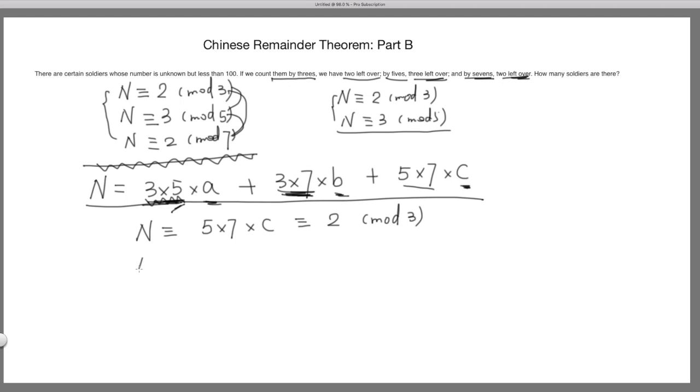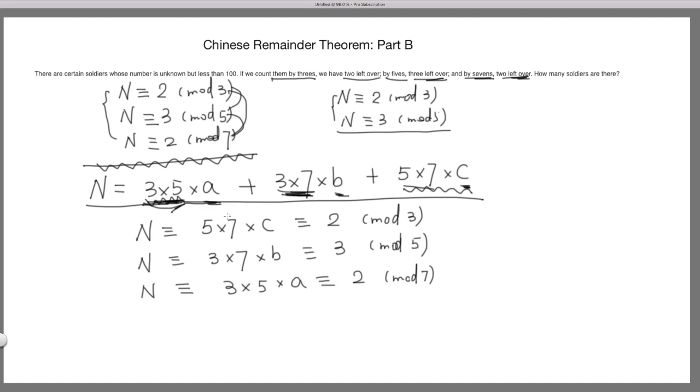By the same token, n is going to be congruent to 3 times 7 times b, which is congruent to 3 modulo 5. Because the first term, 3 times 5 times a, and the third term, 5 times 7 times c, both are multiples of 5. So in congruence, they are all equal to 0. And n is going to be congruent to 3 times 5 times a, congruent to 2 modulo 7.